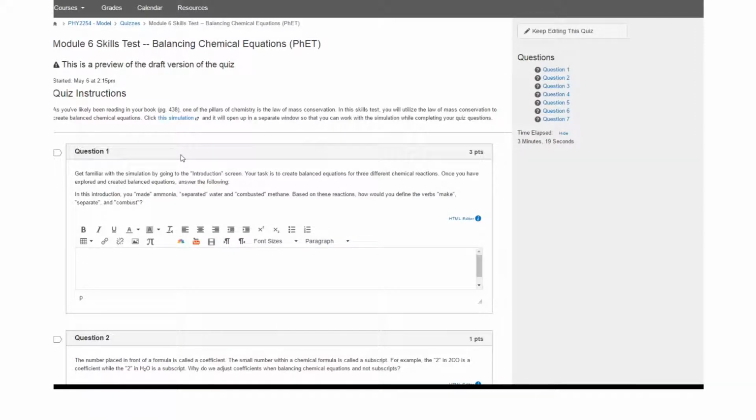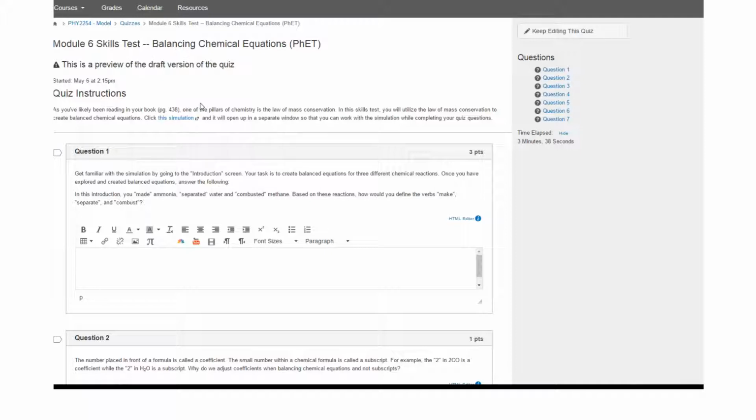Okay, so Module 6 skills test time. This is about balancing chemical equations. Now, if you're familiar with an equation in math, it means that one side is equal to the other side. And that's the same thing in chemistry. When we balance chemical equations, things must be equal on the left side as well as the right side.